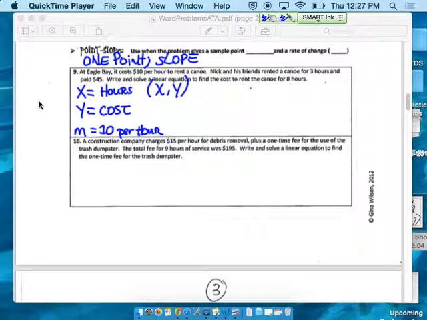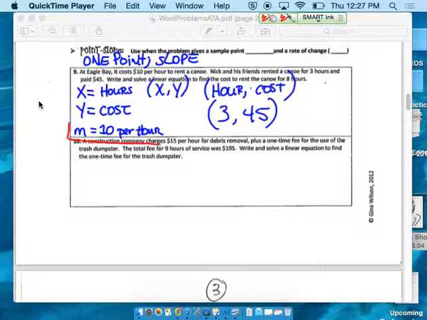So one ordered pair in this problem will be represented as the hour and the cost, the x and the y, independent and dependent variable. I like to look at it that way. In this particular problem, they give me a specific scenario: they rented a canoe for 3 hours and they paid $45. My job is to figure out how much they would be charged if they were to rent the canoe for 8 hours. And what I would like you to do is to be able to write the linear function to calculate the cost for any number of rental hours.